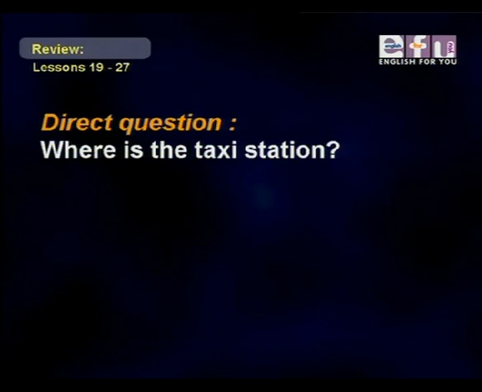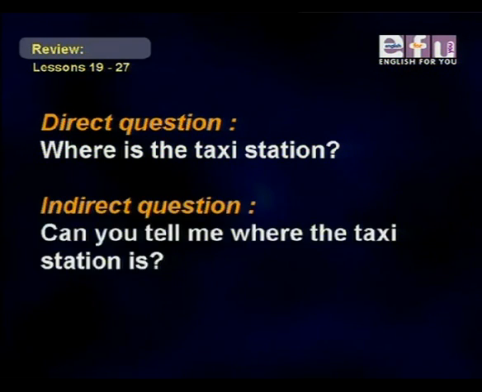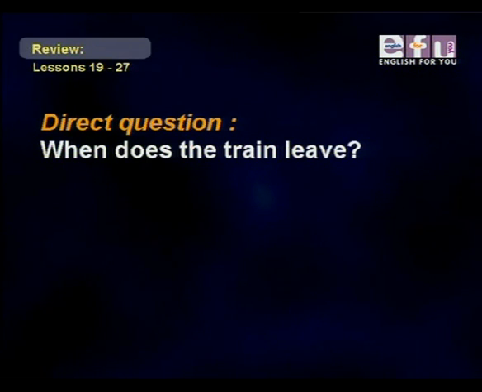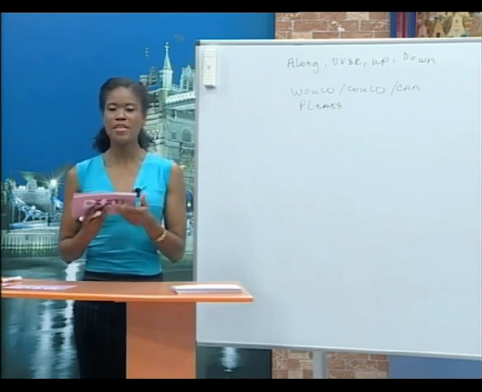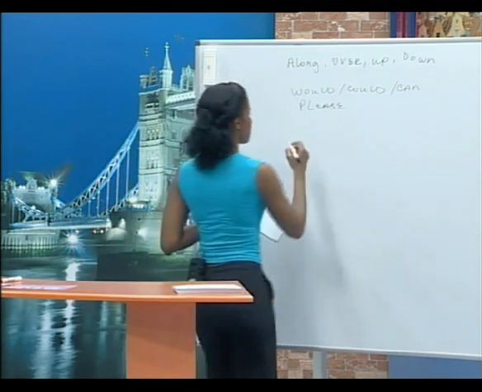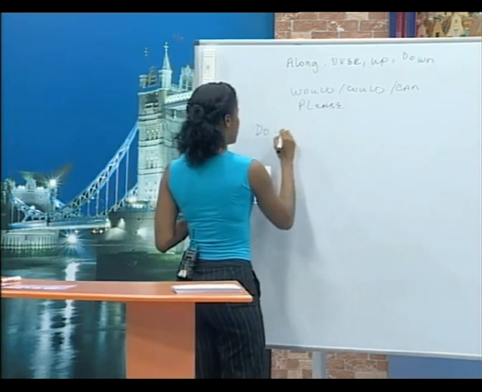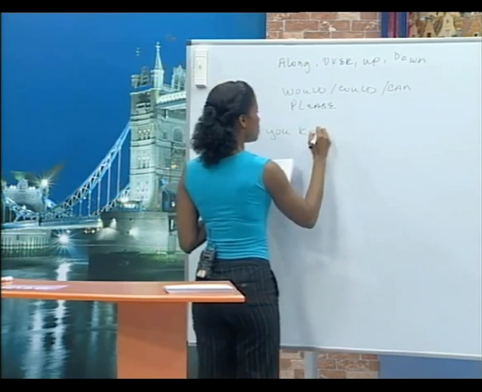Take a look at these examples. Okay, a direct question. Where is the taxi station? Same question, but indirectly. Can you tell me where the taxi station is? Direct question. When does the train leave? Indirect question. Can you tell me when the train leaves, please? So we can also begin a question with, do you know if?